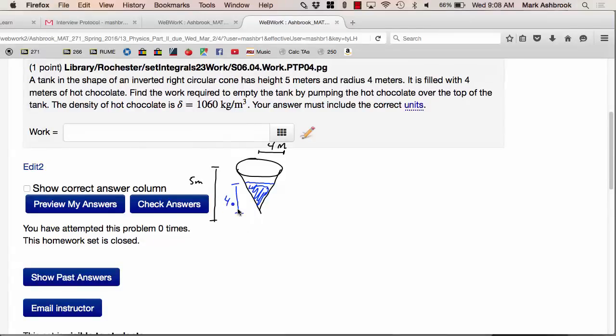And we want the work to get all that out over the top of the tank. So we're going to get all that. Oh, that's really bad, 5 meters. Let's see here. There we go. Right there. Okay. So we want to get all that hot chocolate out the top of the tank.